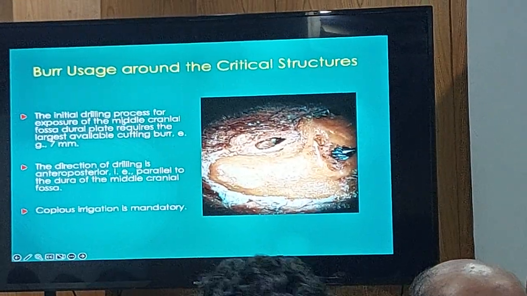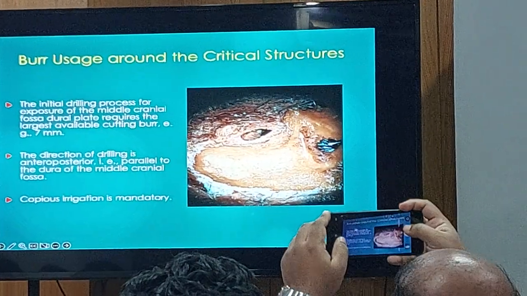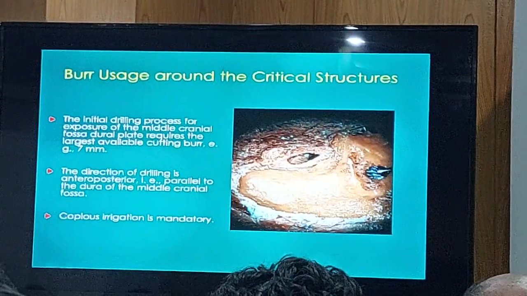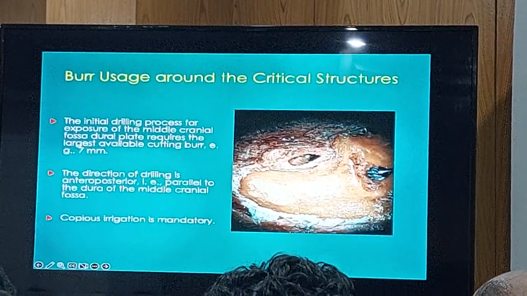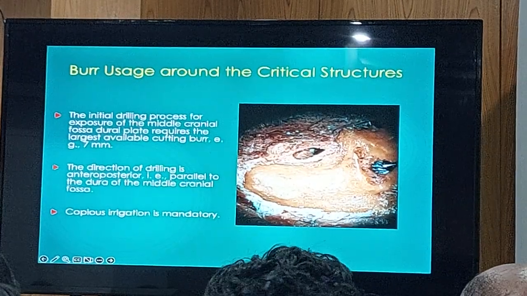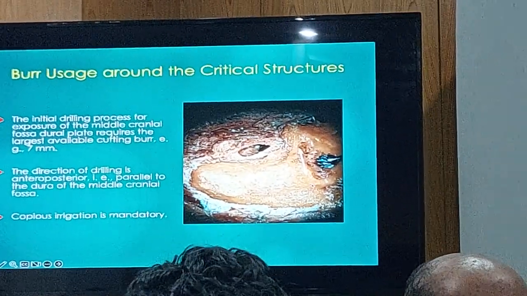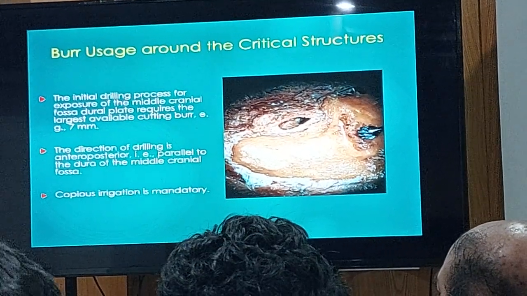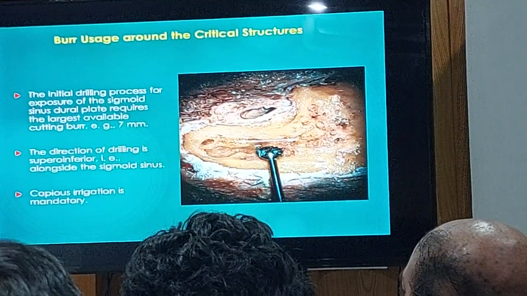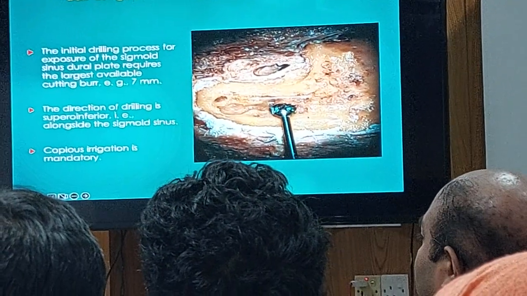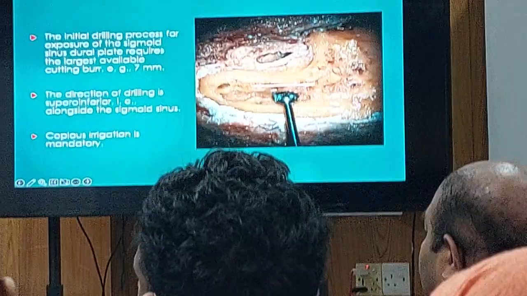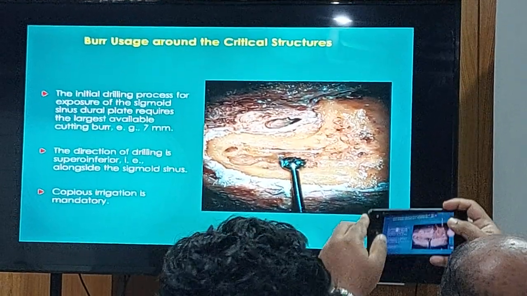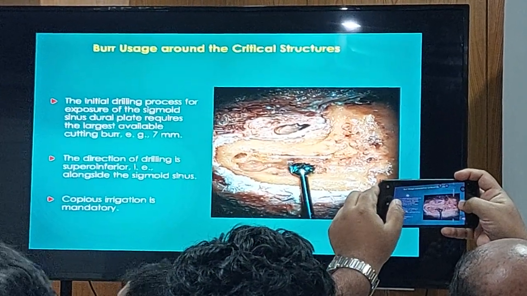We see that for the initial drilling we use, I will just show some areas, formal drilling. Sometimes we start the drilling in the suprameatal spine, and you always try to drill around the vital structures with the largest cutting burr with copious irrigation. If you drill at the sigmoid sinus area, you will drill in this way, not like this. Whenever possible, you will try to use the largest cutting burr.